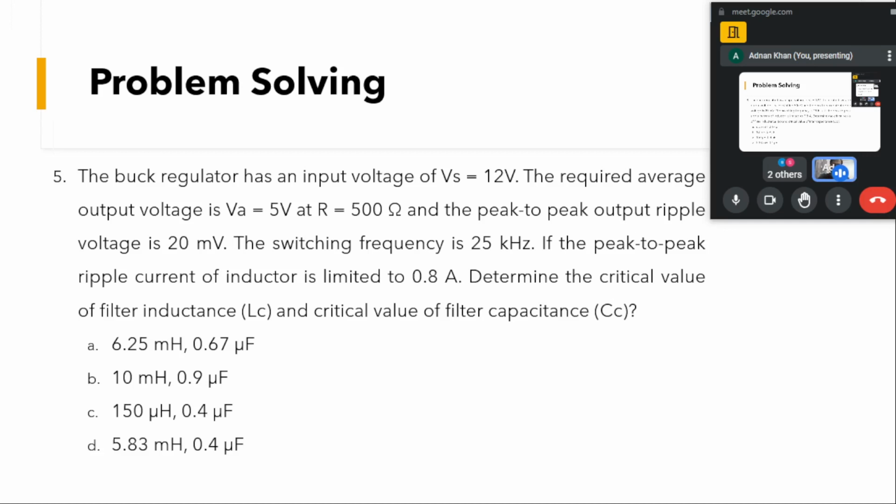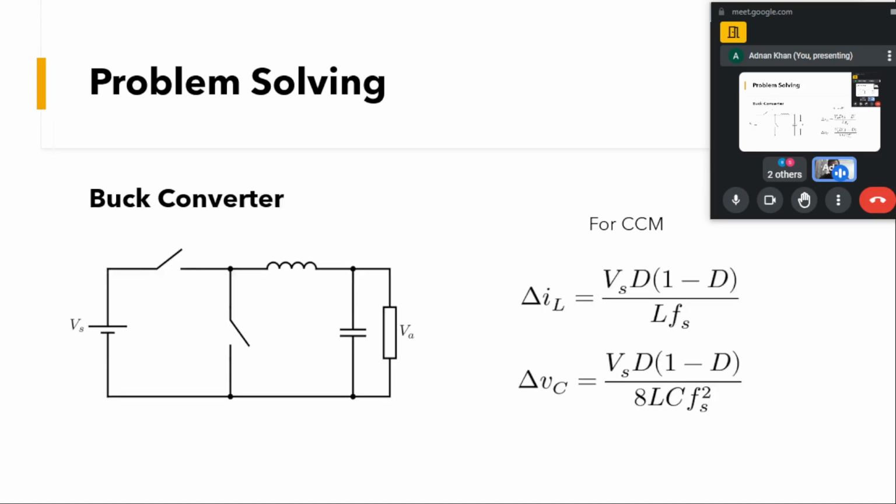Also it is given that the peak to peak ripple current of the inductor is limited to 0.8 amps. Determine the critical value of the filter inductance and the critical value of the filter capacitance. This is similar to the previous question. What we need to do is calculate the critical value of the filter inductance and the filter capacitance for the current and voltage. Now we go through what this critical value is.